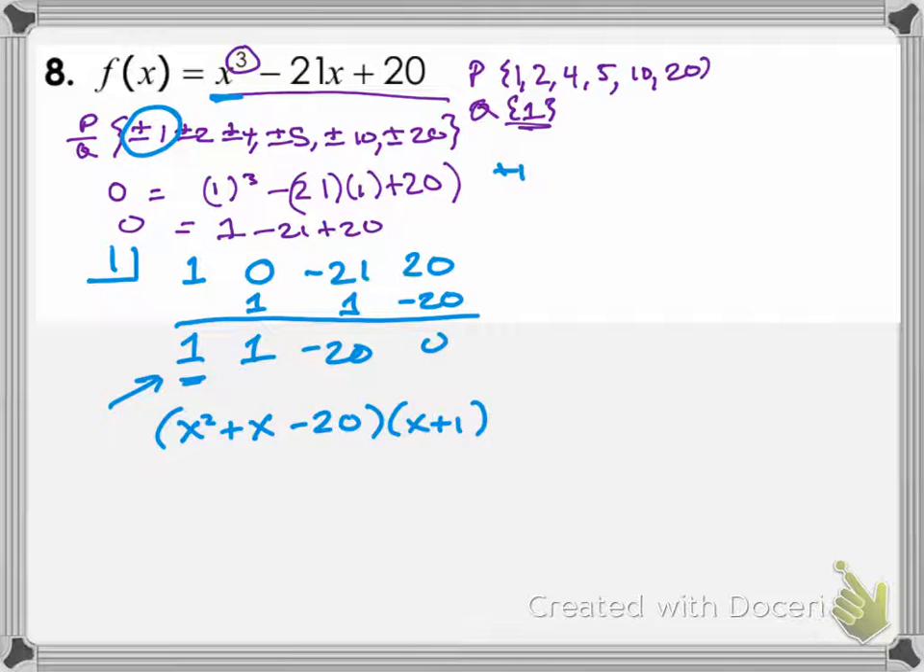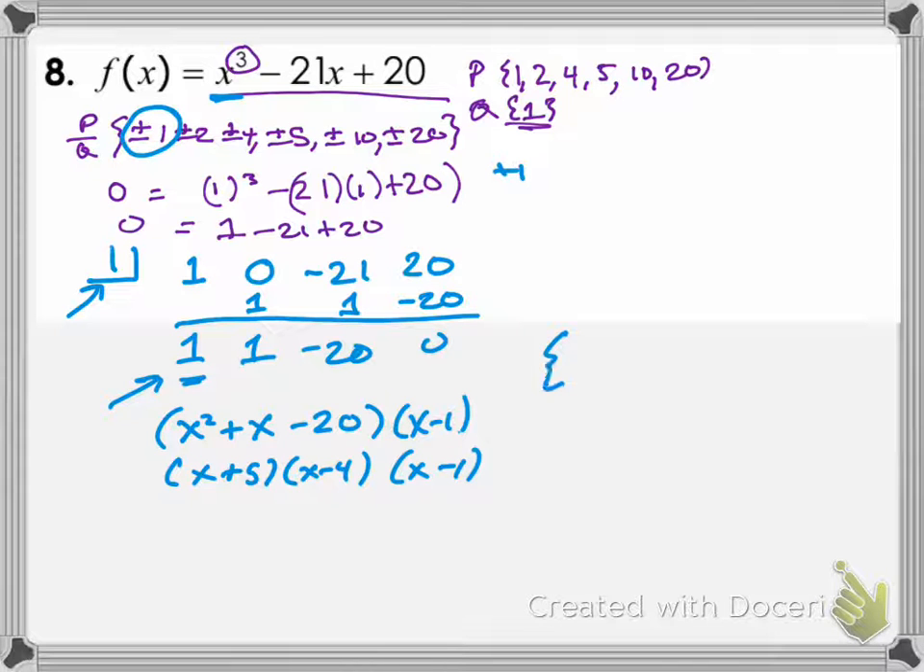And I had x plus 1, because that's what worked. Oh, it was plus 1, right? So is it x plus 1 or x minus 1? The factor should be x minus 1 to get a 1 right here. So now we're factoring this to probably 4 and 5. X plus 5, x minus 4, and then x minus 1. So my zeros are negative 5, 1, and 4.